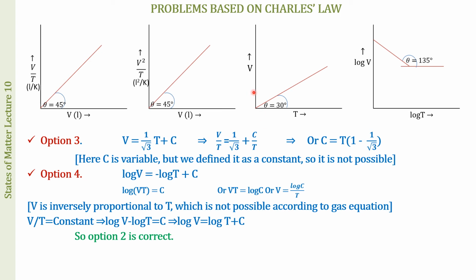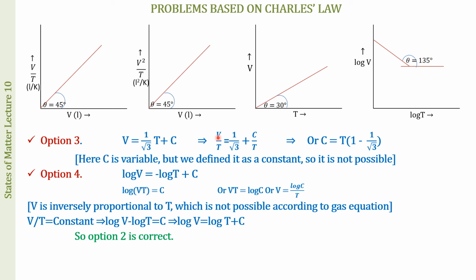So here when we put the value of tan theta for 30 degree, what you get as the value is 1 by root 3. So just put all these things into the equation. What you will be getting is v by t. I have now again divided throughout by t. So v by t is equal to 1 by root 3 plus c by t, right?